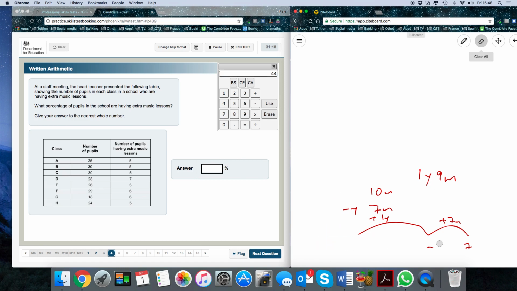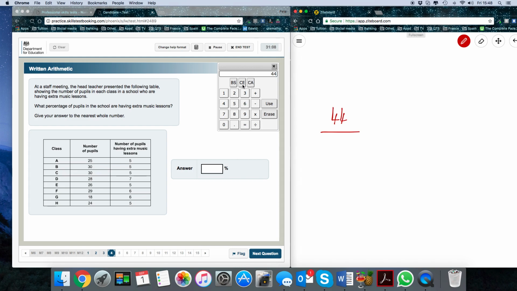I do get students on a one-to-one basis that we're doing a question, they work that out, and then they've forgotten it. It's because they haven't written it down. So it's 44 out of total number of pupils. We'll clear the calculator. 25 plus 30 plus 30 plus 28 plus 26 plus 29 plus 18 plus 24. That is a skill in itself to not miss a number or repeat a number. So be very careful, okay?